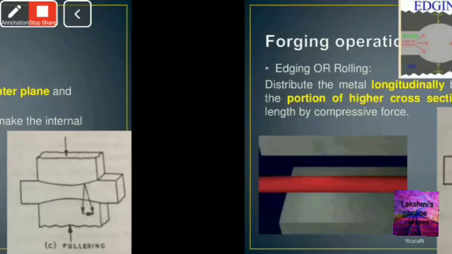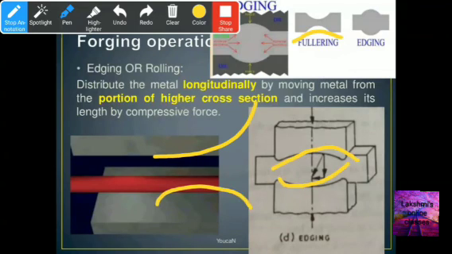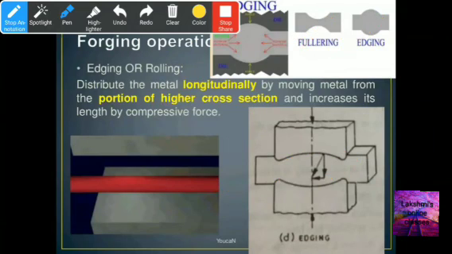So this is the forging operation. One is edging or rolling, fullering and edging. Look, with fullering it will get its shape like this, whereas with edging it will be in this way. They ask this often, so note it. In fullering, concave and convex shapes come, which we discussed easily, whereas edging is in this way. Both are very similar to one another. So have a look. Edging distributes the metal longitudinally by moving metal from the portion of higher cross section and increases its length by compressive force.